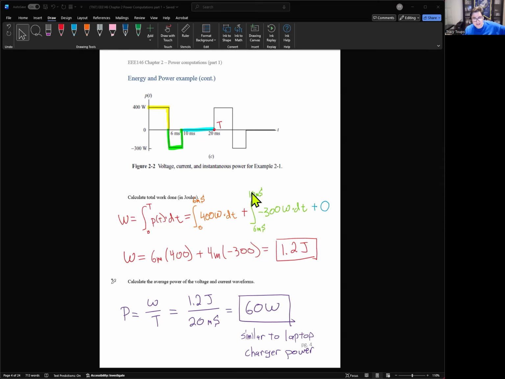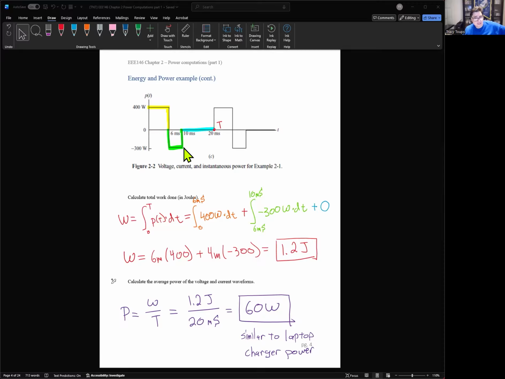We're then going to add a second integral right here, and this is going to be between 10 and 6. So you get 10 minus 6, which is 4 milliseconds. You multiply by negative 300 watts. So you can see the second one is actually working against us, which makes sense because it's negative power.